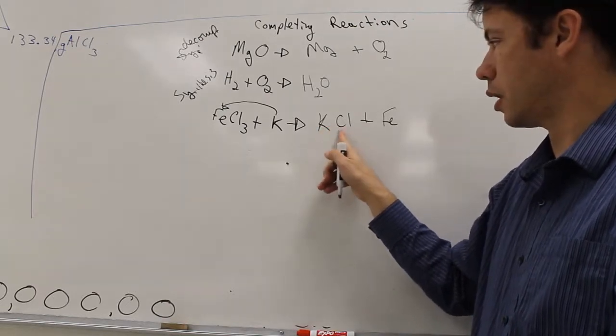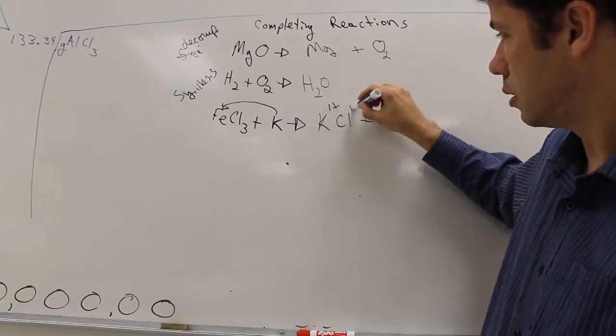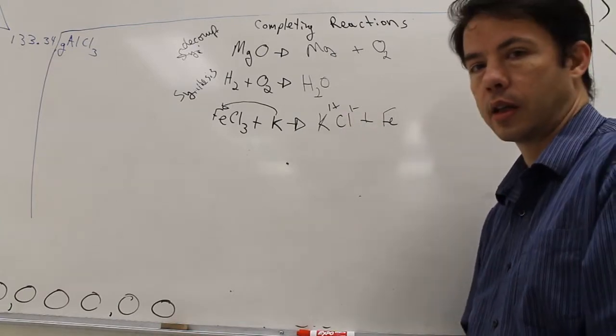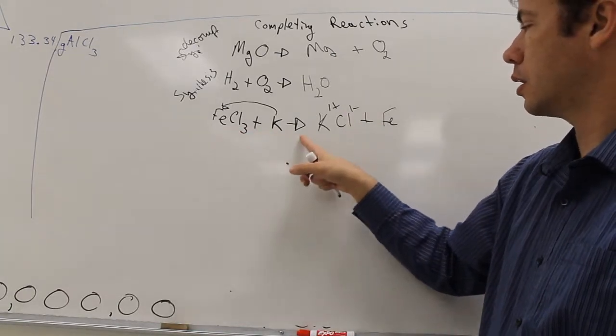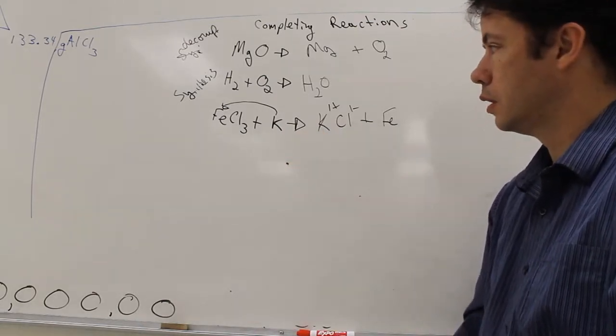So this is metal to non-metal, so it's ionic. So we look up the oxidation number, 1 plus, 1 minus. We can crisscross it, or we just look at it and see that it cancels out. So our reaction would be FeCl3 plus K yields KCl plus iron. Okay, so let's do another one.